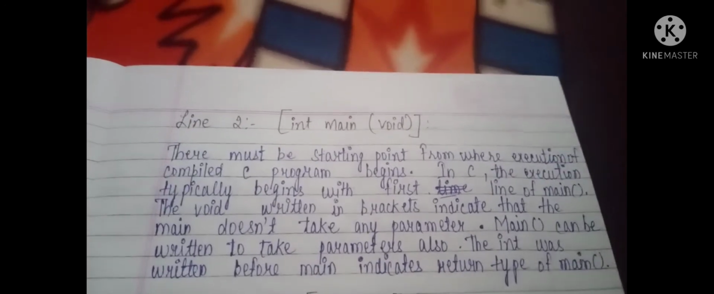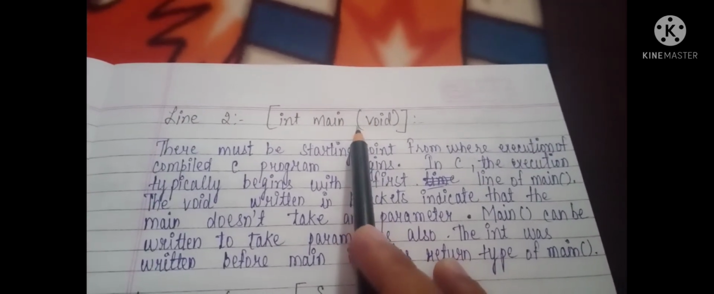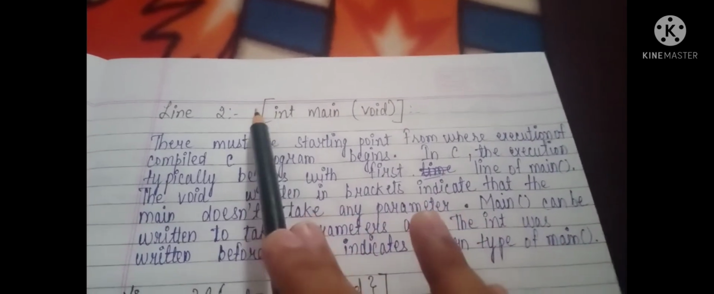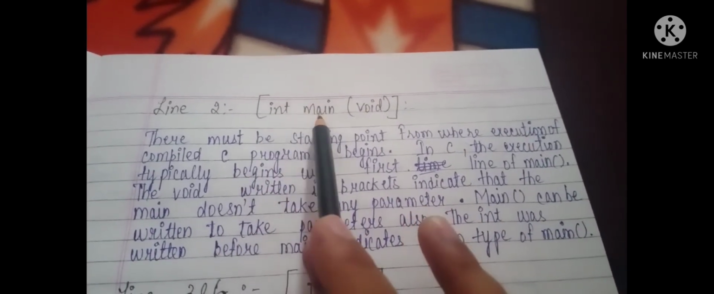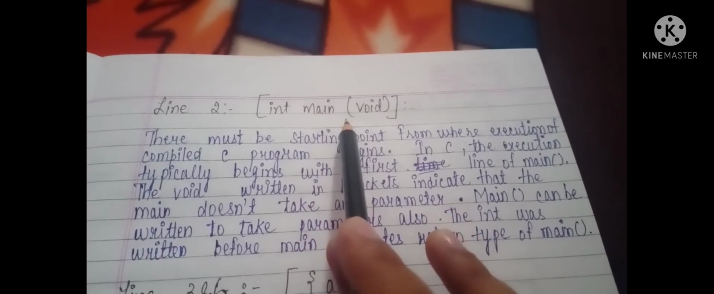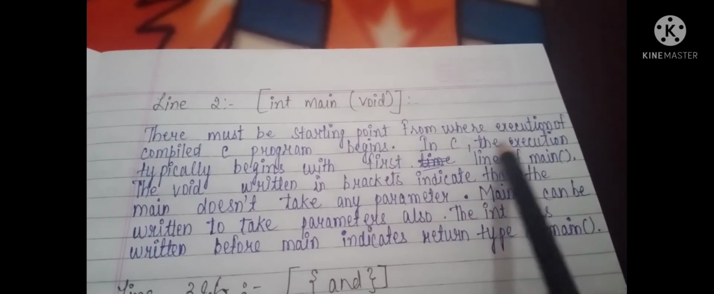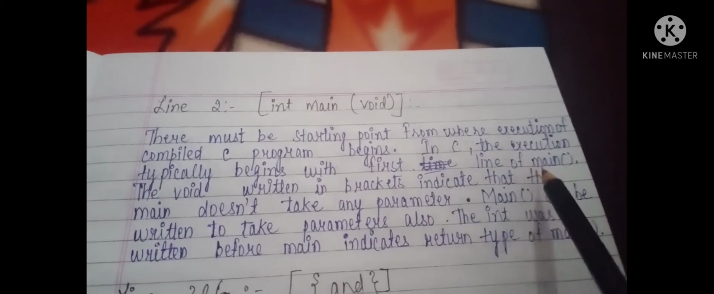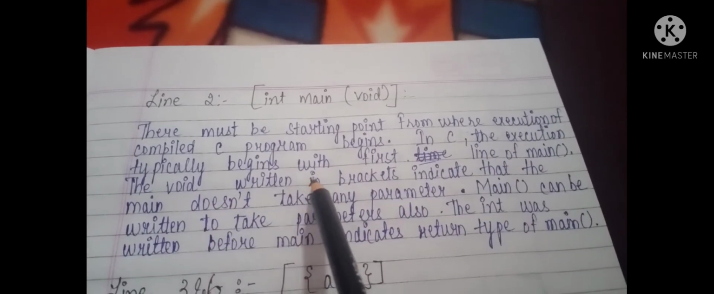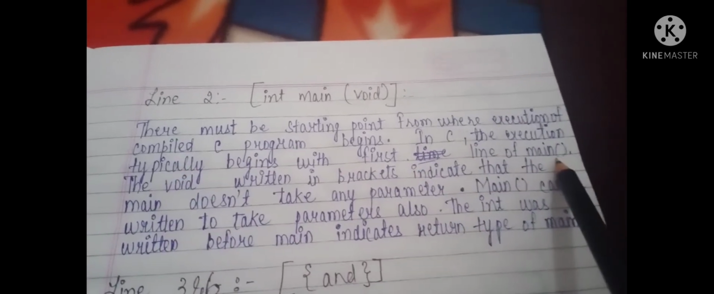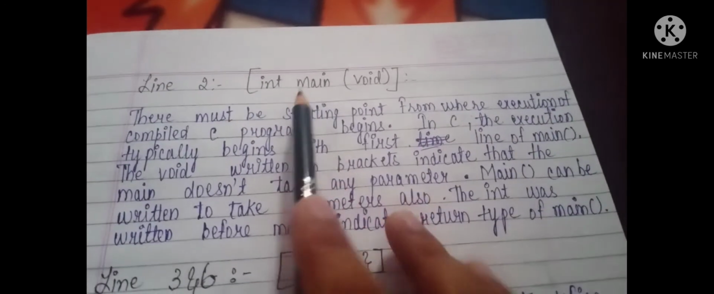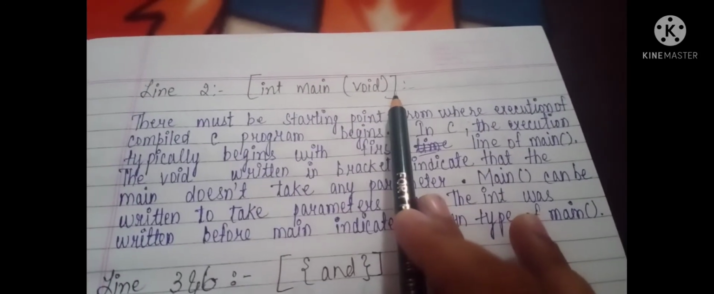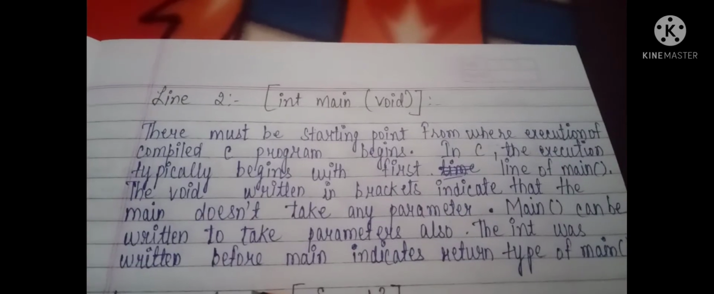So as we have studied in the structure of a C program, this part is called the main function. There must be a starting point from where execution of a compiled C program begins, and execution begins with the first line of the main function. Okay, the execution starts from here only. After that, the body will come.